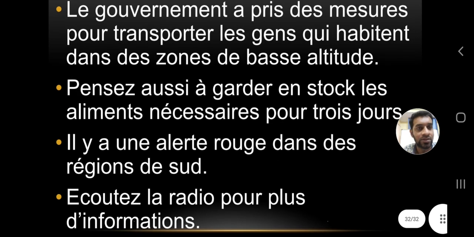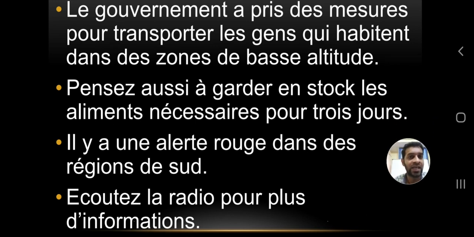And the last slide. Le gouvernement a pris des mesures pour transporter les gens qui habitent dans des zones de basse altitude. So the government has taken measures to transport the people, to move the people qui habitent dans des zones de basse altitude, who are living in low altitude areas. Okay, which means below the sea level.